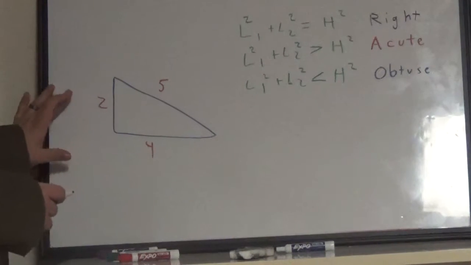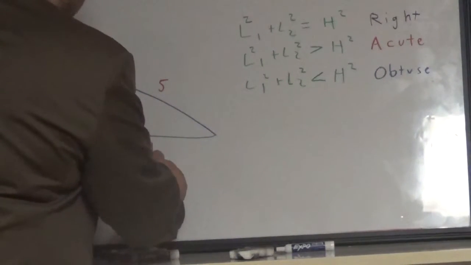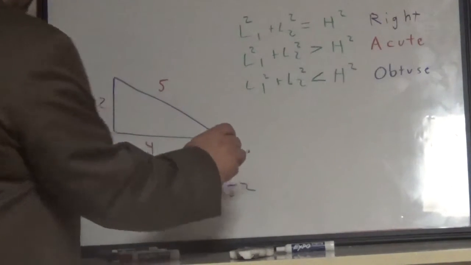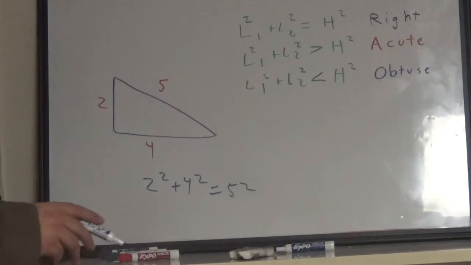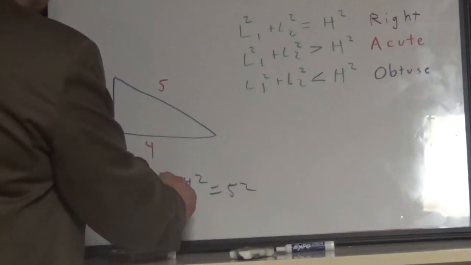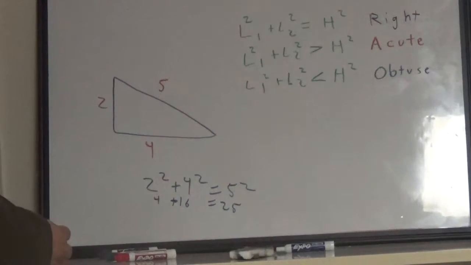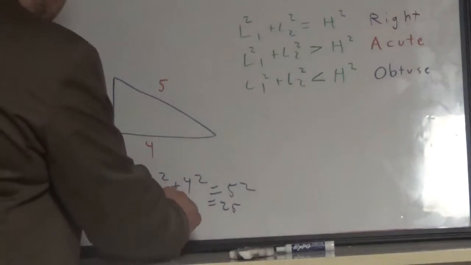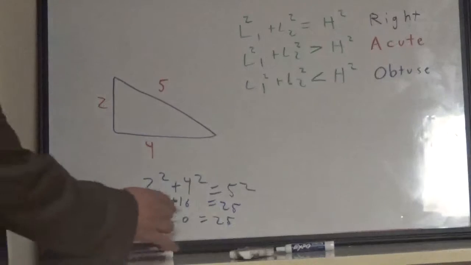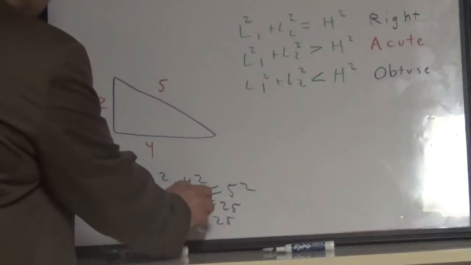Let's work it out the same way. 2 squared plus 4 squared equals 5 squared. 2 squared, of course, is 4. 4 squared is still 16. And 5 squared, of course, is 25. 4 plus 16 is 20. But you notice that is less than 25. That does not equal 25. It's not a right triangle.